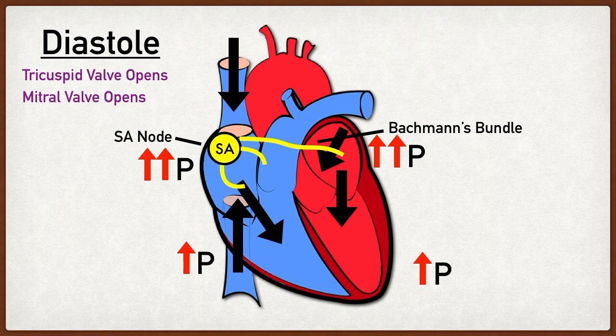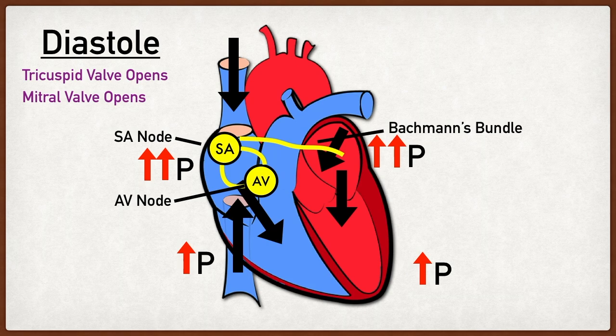Once the action potential has traveled through the atria, it's going to enter the AV node, which sits at the base of the right atrium. The AV node slows down the conduction velocity. What this does is it allows time for the atria to contract before we depolarize the ventricles, which will lead to ventricular contraction. We don't want both the atria and ventricles contracting at the same time. We need the ventricles to contract after the atria are finished contracting. So the AV node slows down that conduction.